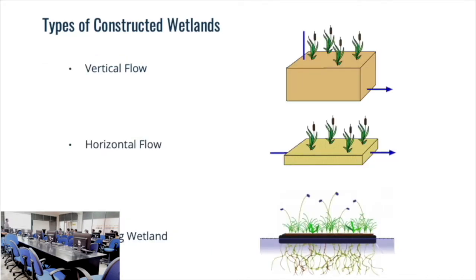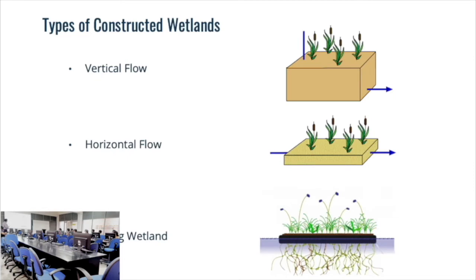And according to the flow direction, there are two other types. Vertical flow, which means water is poured from the top, flows vertically downwards and gets out from the system horizontally. And this is horizontal flow, where water comes in horizontally and gets out in the horizontal direction.